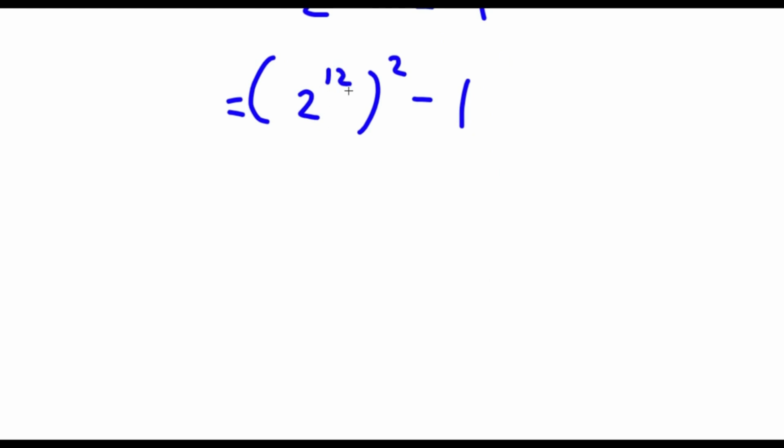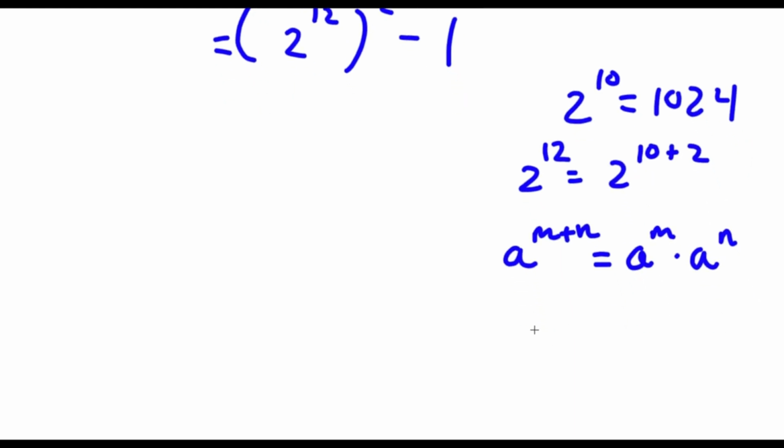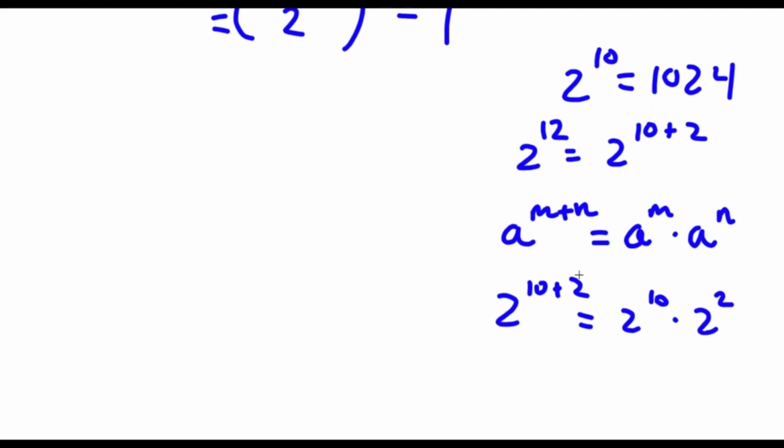Now, let's first go ahead and find the exact value of 2 to the power of 12. Well, 2 to the power of 10, we know this is 1024. And 2 to the power of 12 is the same thing as 2 to the power of 10 plus 2. Now if I have something in the form a to the power of m plus n, this is the same thing as a to the power of m times a to the power of n. So in this case, 2 to the power of 10 plus 2 is equal to 2 to the power of 10 times 2 to the power of 2.